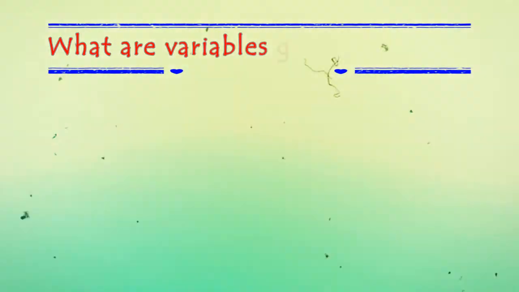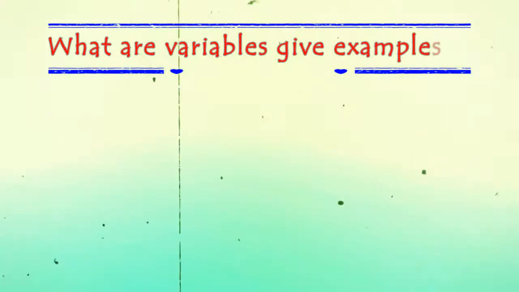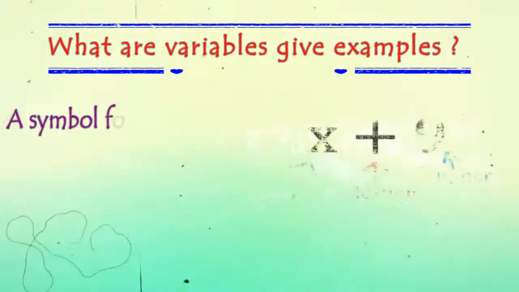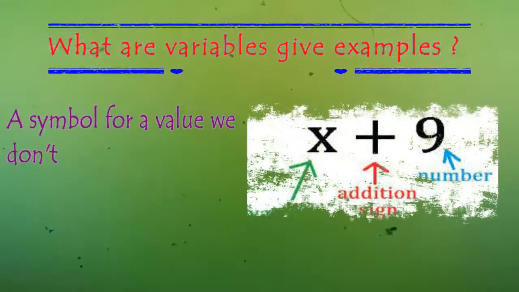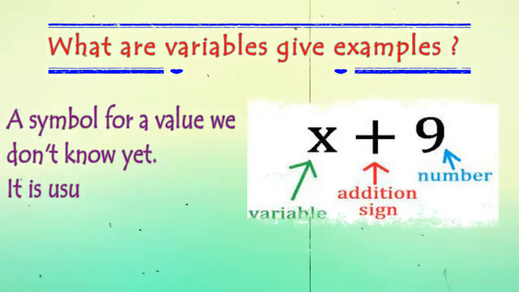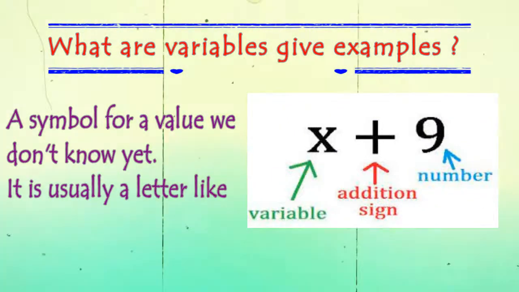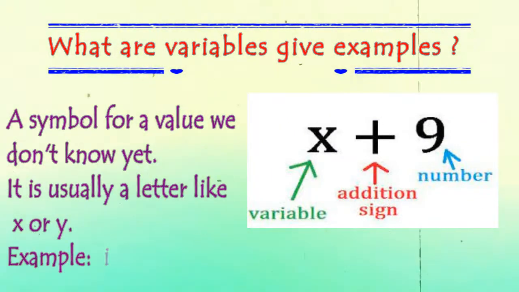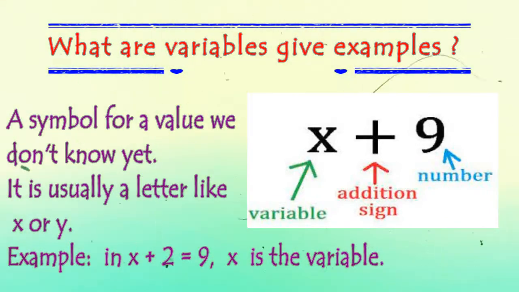What are variables? Give examples. A symbol for a value we don't know yet. It is usually a letter like X or Y. Example, in X plus 2 is equal to 9, X is the variable.